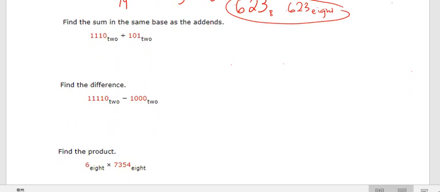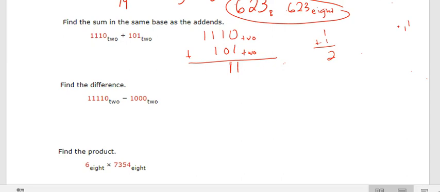Find the sum in the same base as the addendums. Okay, so here we want to add 1, 1, 1, 0 base 2 plus 1, 0, 1 base 2. So I like to write them in this way. So we have 0 plus 1 is 1. 1 plus 0 is 1. 1 plus 1 is 2. But since we're in base 2, we cannot use the digit 2. So 1 plus 1 gives me 2. So we have to convert that.